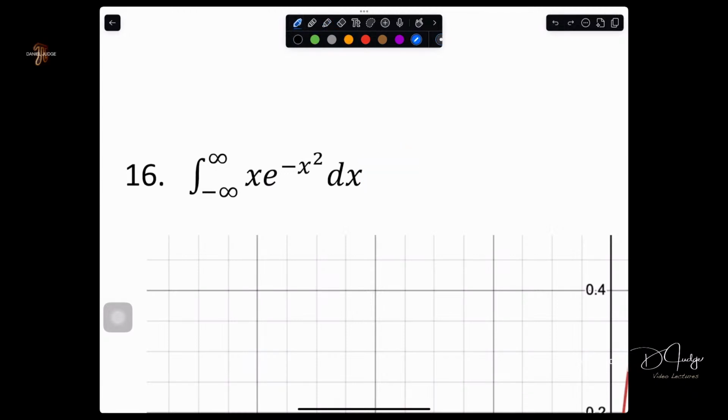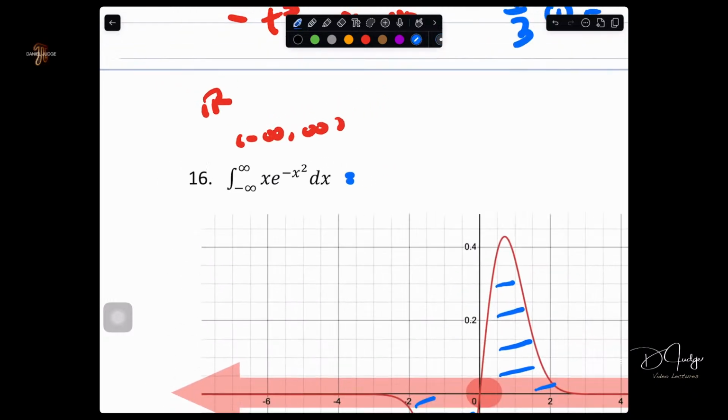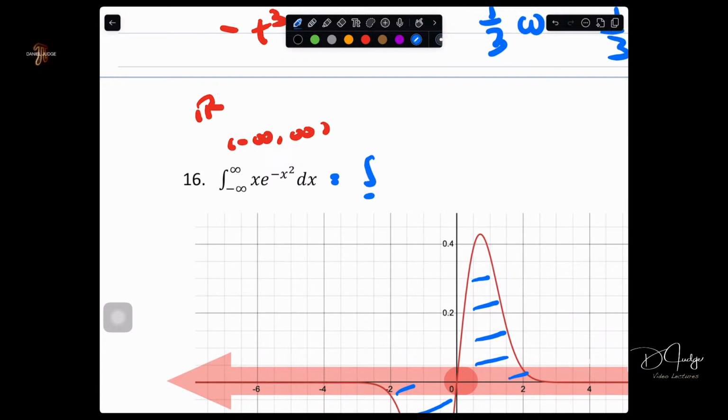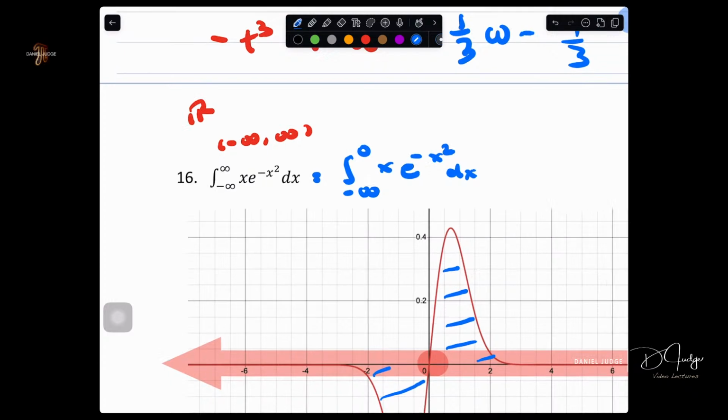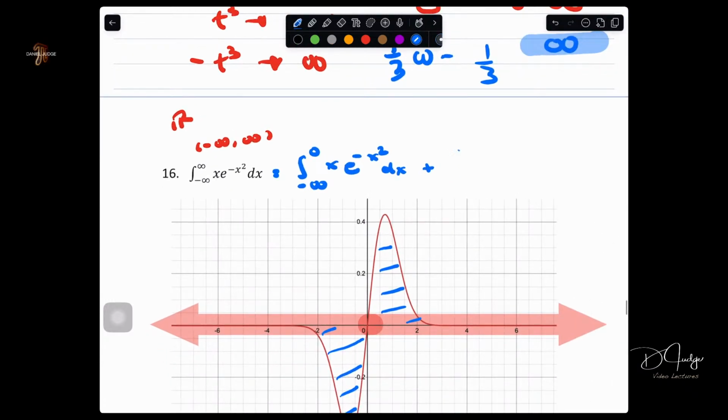So we're going to integrate over the real number line because this is from negative infinity to positive infinity. And that's over the real number line. Okay. So we're going to split this interval and go from negative infinity to 0, x e to the minus x squared dx, plus integrating from 0 to infinity x e to the minus x squared dx. So you have two integrals here.